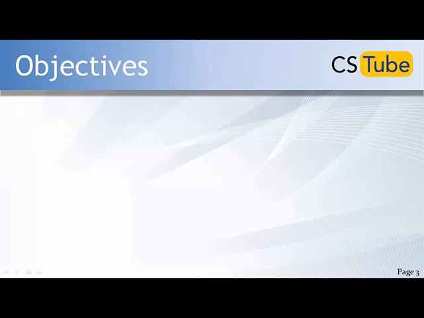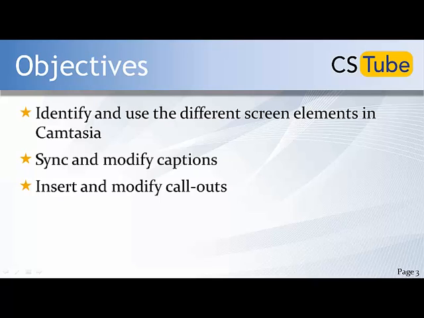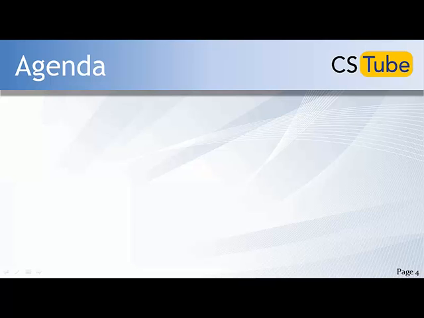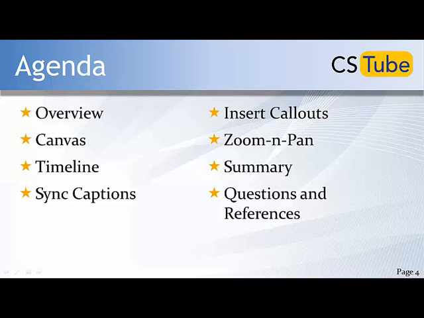After taking this course, you will be able to identify and use the different screen elements in Camtasia, sync and modify captions, insert and modify callouts, and use the zoom and pan functionality. This course begins with an overview of Camtasia. We will then take a more detailed look at the canvas and timeline sections of the screen. Then, we will explore the sync captions, insert callouts, and zoom and pan functionality. We will close with a summary, questions, and references.